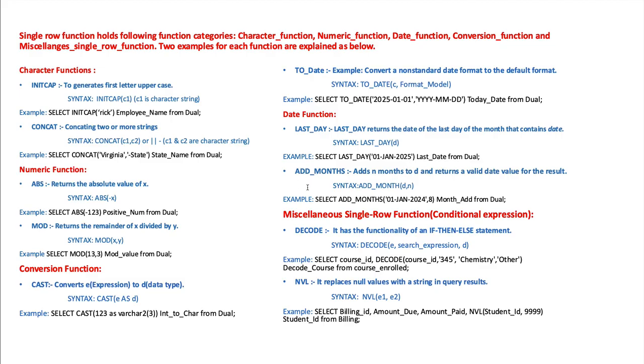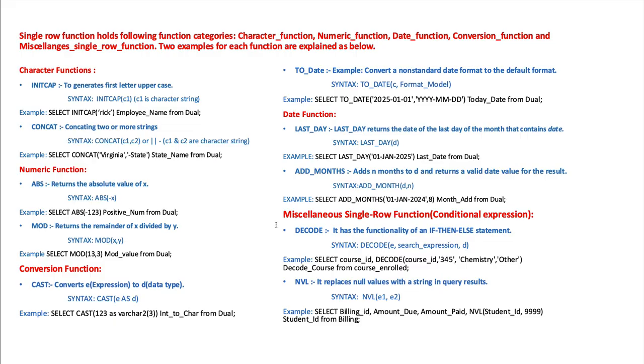Next function is ADD_MONTHS. It adds a number of months to a date and returns a valid date value for the result. For example here, SELECT ADD_MONTHS. Suppose we have 1st of January 2024, and we are going to add 8 months, then it will convert into 1st of September 2024.